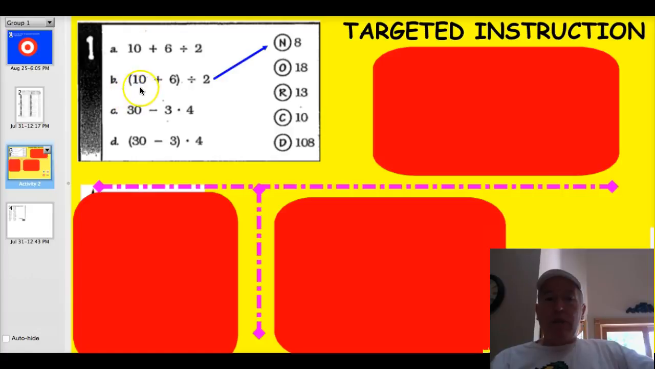There'll be 4 problems in each set, but if we solve problem B, we've got to do 10 plus 6 first here because it's in parentheses. So 10 plus 6 is 16. We divide that by 2, our answer is 8.